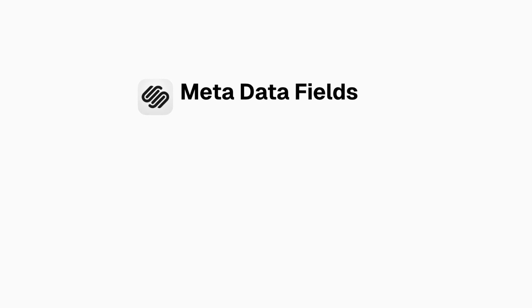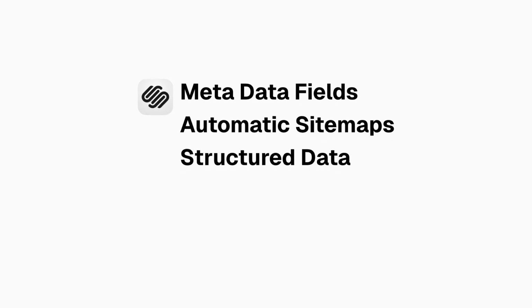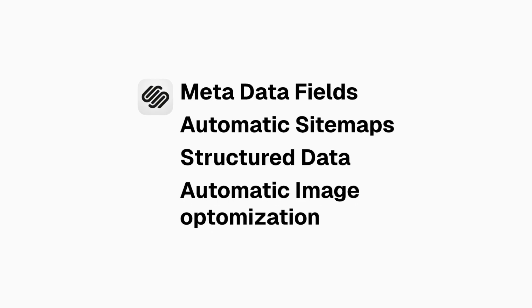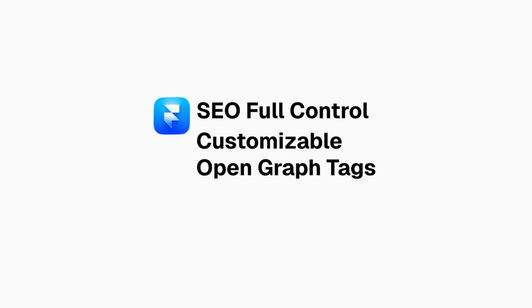Squarespace gives you metadata fields, automatic sitemaps, structured data for products and blogs, and automatic image optimization. On the other hand, Framer gives you full control over SEO settings, the ability to fine-tune Open Graph tags, and globally fast hosting on a CDN by default.